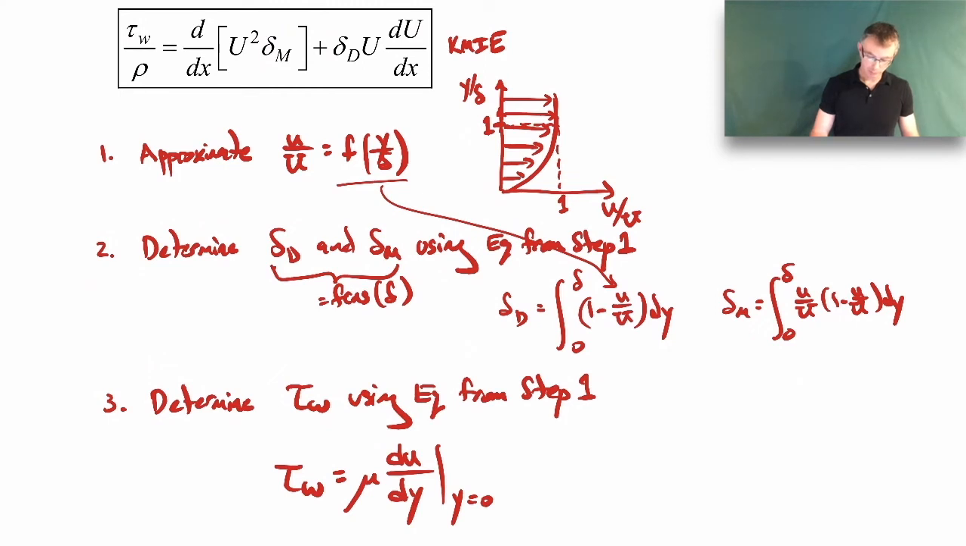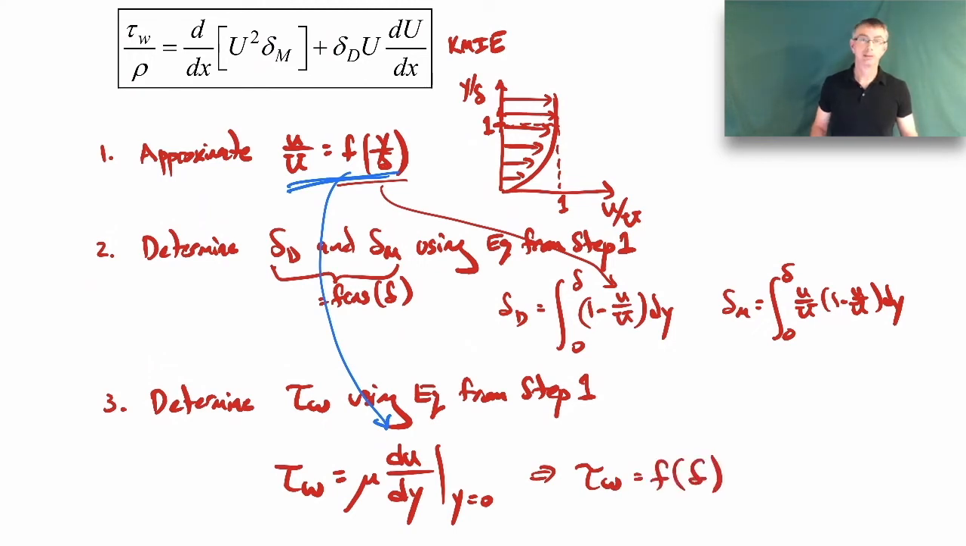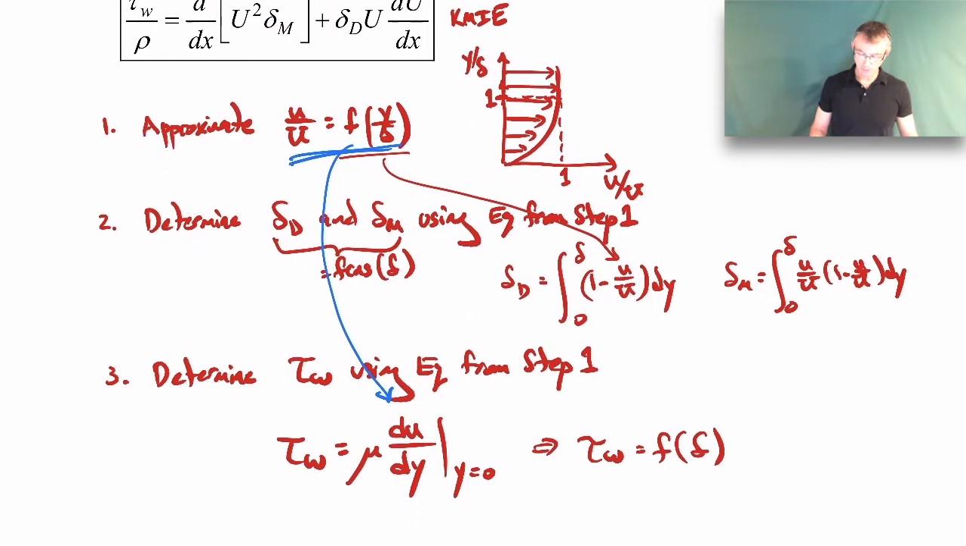So what we'll do is we'll just substitute again. Let me do this in a different color. We'll substitute this expression up here down into there, and then we can evaluate what that wall shear stress is. And again, you'll get an expression for the wall shear stress that is some function of delta when you do that. Okay, so you'll get that in terms of delta.